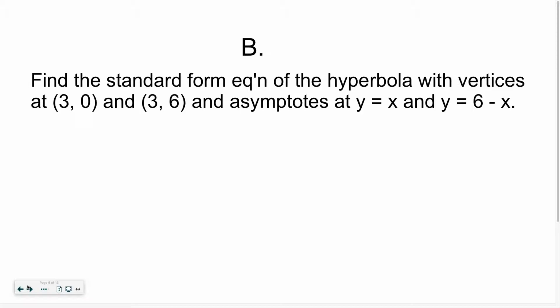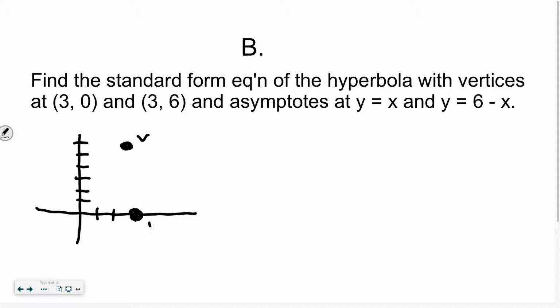We're going to find the standard form equation of the hyperbola with vertices at (3, 0) and (3, 6), and the asymptotes are y equals x and y equals 6 minus x. You know me, I'm going to start all these problems by drawing a little picture. I'm going to start with these two points, (3, 0) and (3, 6). I'm told in the problem that those are vertices, so I'm going to label them with a V so I can keep track of that.